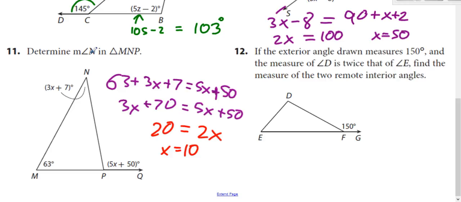And now we answer the question. Find the measure of angle N. So we'll plug in 10 times 3 is 30, plus 7, 37 degrees.